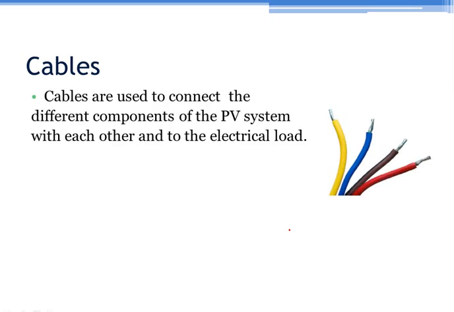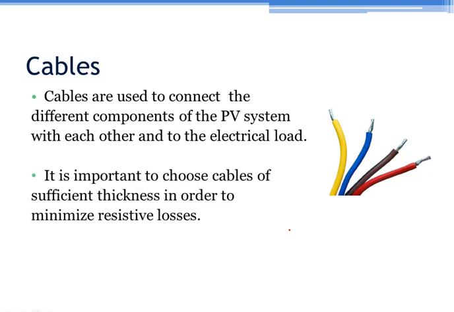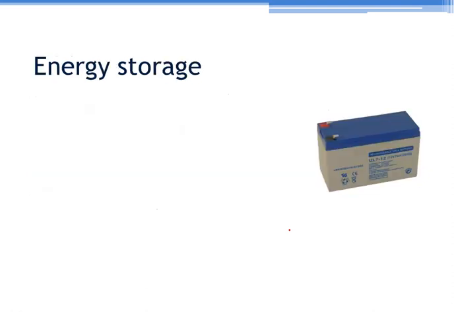Next is cable. Cables are an important part. Whenever we generate power through a solar panel and have to connect it to the grid, the role of cable is important, and normally it is expected that solar power has to work for 20 to 25 years. So while selecting cables, you need to know that their life should be higher, right? So decide the selection of cables depending on reliability. Cables are used to connect the different components of the PV system with each other and to the electrical load. It is important to choose cable of sufficient thickness in order to minimize resistive losses.